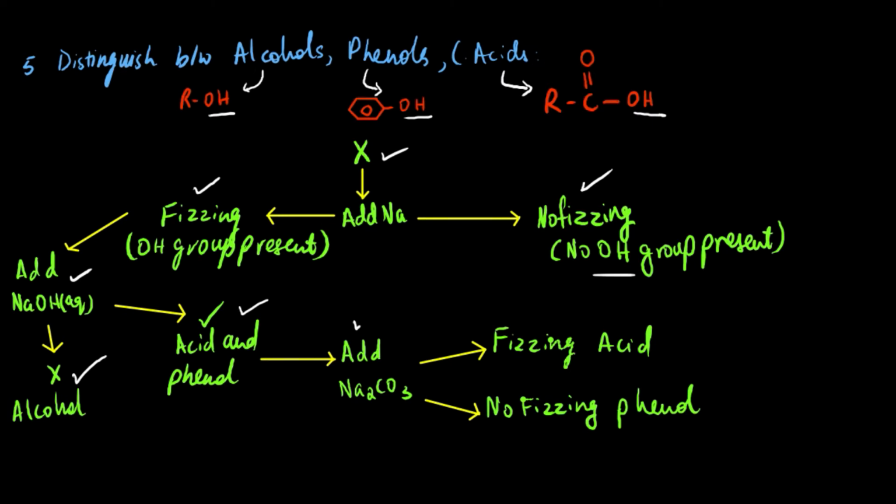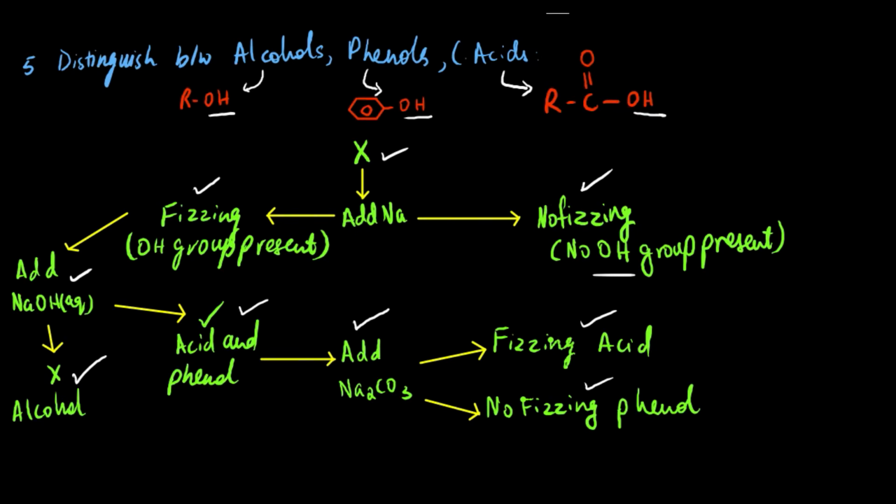Now the next step, to tell apart carboxylic acids and phenols, you will add sodium carbonate. If fizzing occurs, why will fizzing occur? Because of the effervescence of carbon dioxide gas. If fizzing occurs, we very well know it is a carboxylic acid. If fizzing does not occur, it is a phenol. So this is the difference. This is a distinguishing chemical reaction that is often asked in the exam.